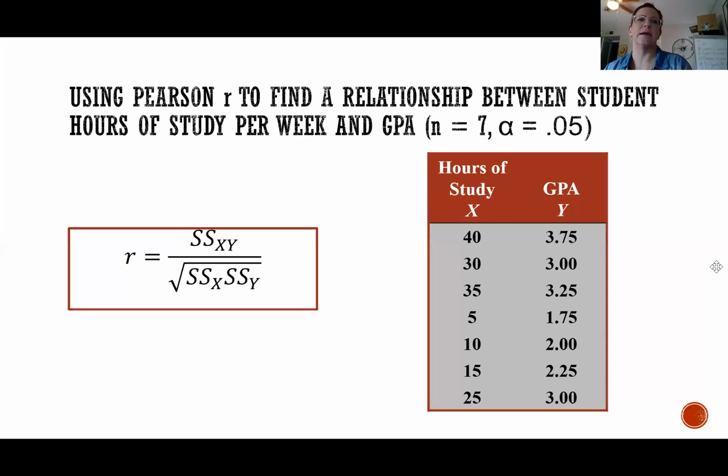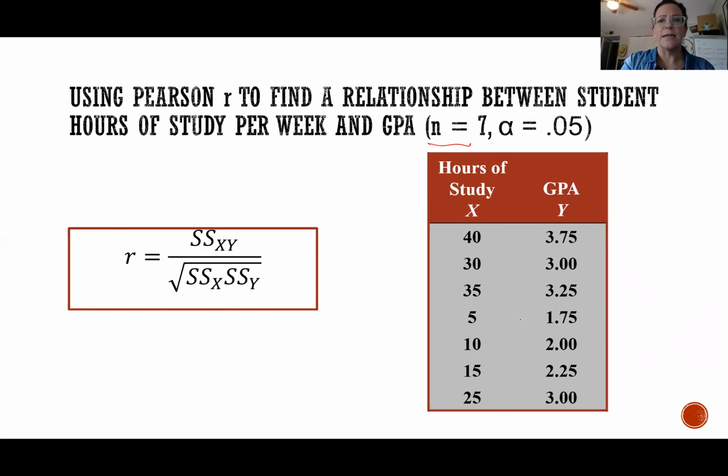So here would be an example of data that we would need to use a Pearson R for, and it's specifically to find a relationship between student hours of study per week and GPA. And if you'll notice, it says N equals 7. That's because each of these belong to one person, it's not like 2 separate conditions like with a related t-test. These are 2 separate variables measured for each person.